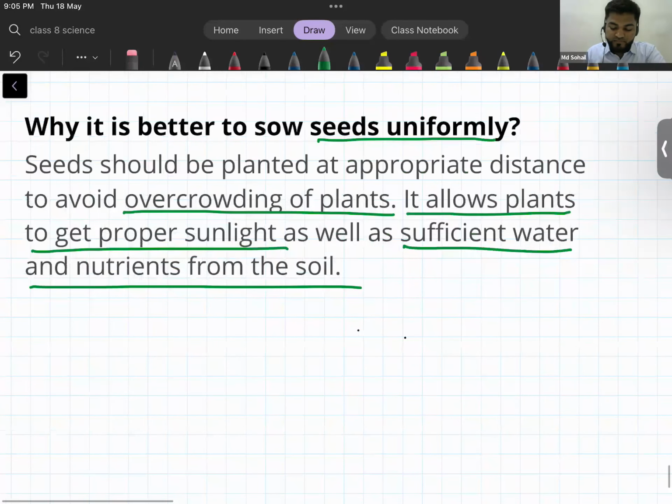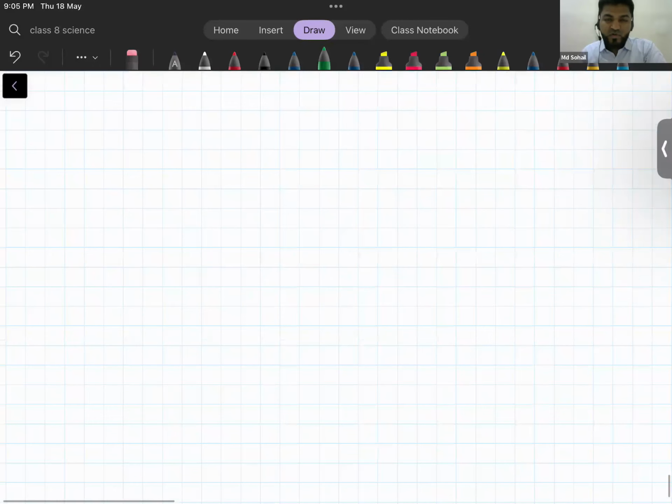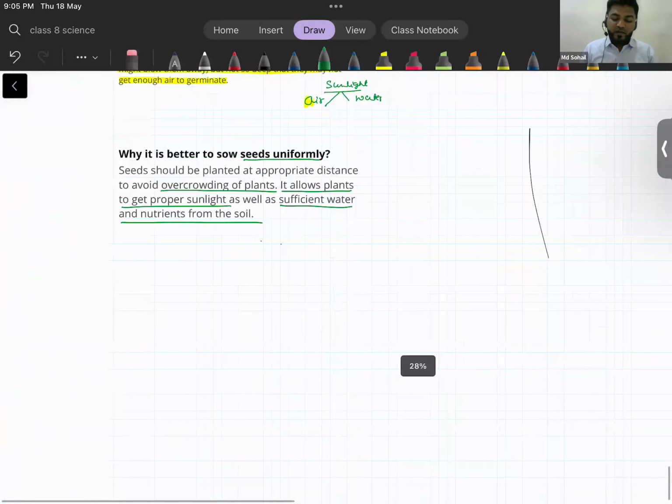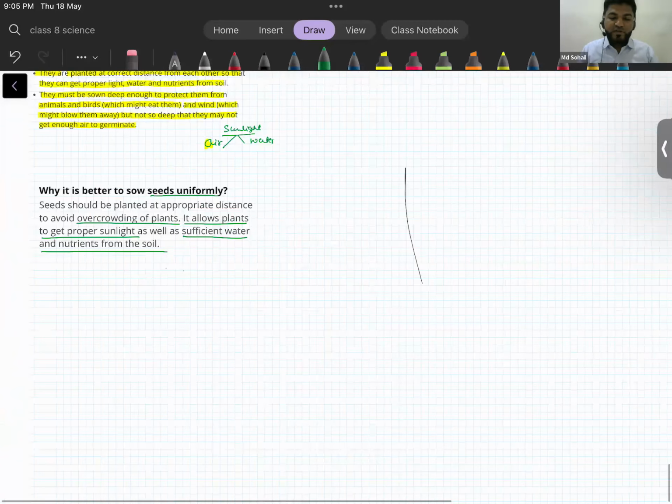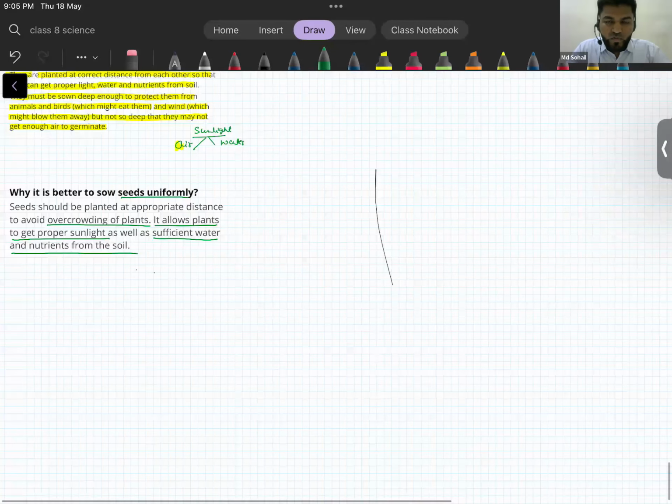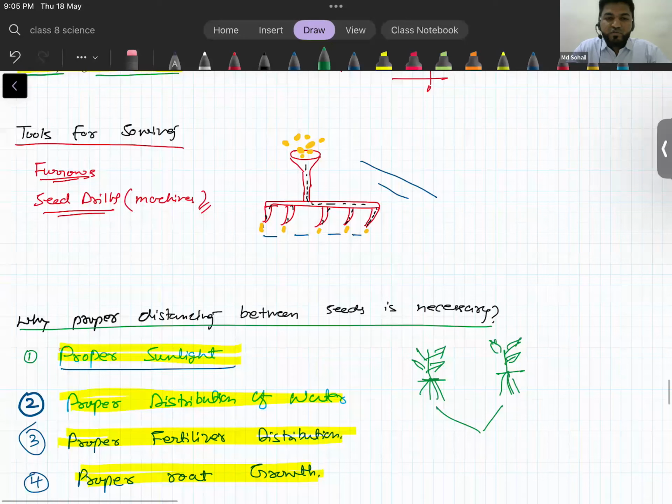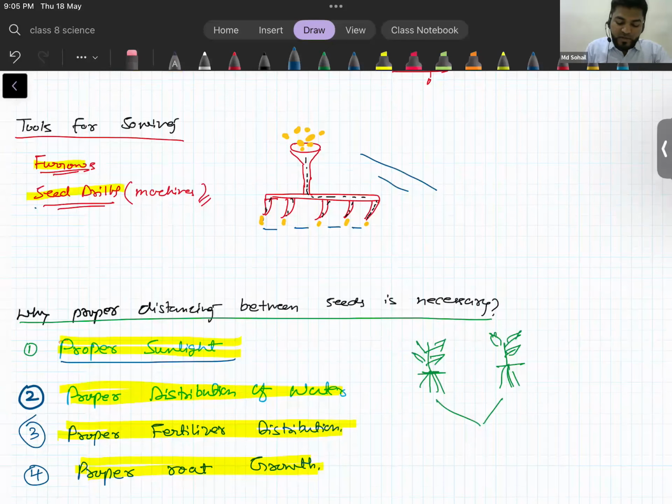So that's it about the sowing. Remember, sowing is the practice of planting the seeds into the soil. What are the tools which we use for sowing? One is the furrows, another one is the seed drill. Nowadays the modern method of planting the seeds is by seed drills, which are attached to the back of tractors, or cultivators.